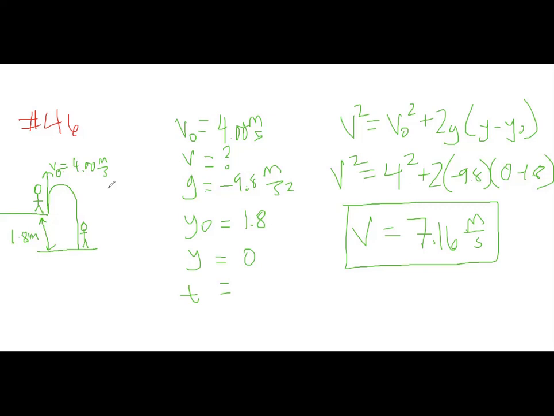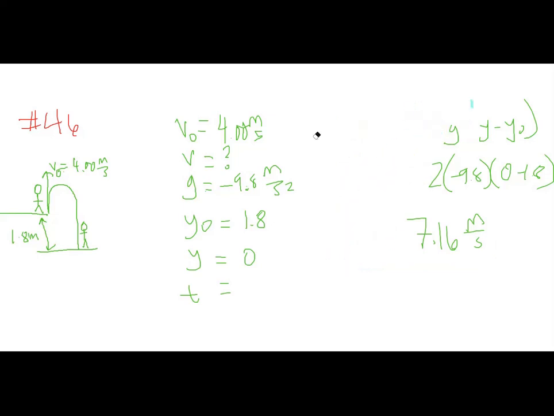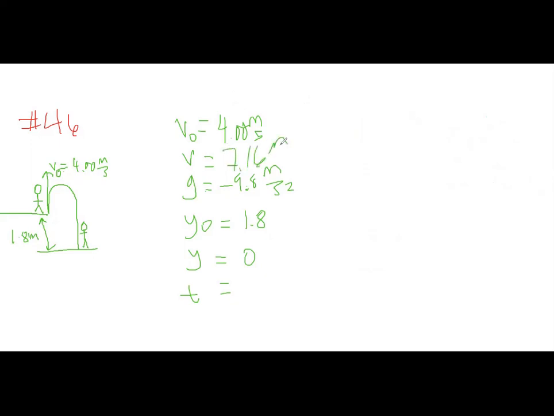Then in part B, it says, what's the time? So for part B, we know that V, we found V to be 7.16 meters per second. Now our goal in part B is to find the time. So again, we can use our easy formula instead of using the quadratic, which is just not much fun.